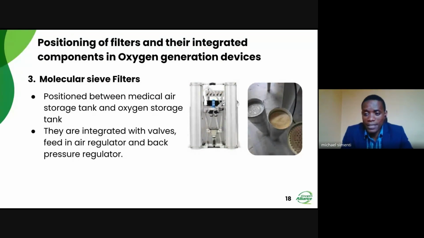So the sieve filters are put inside the sieve bed because you're talking about the zeolite. If you see from the picture, we have two pictures. From the left, those are sieve beds found in the oxygen concentrator, and they are placed in a way that they'll be able to receive the compressed air from the compressor and filter out any nitrogen from that air and eventually generate the oxygen, which can be delivered to the patient.